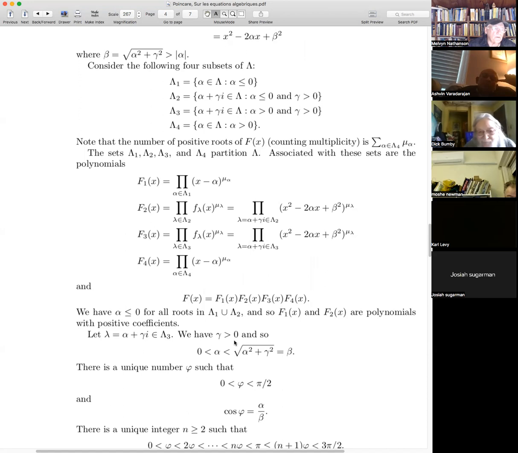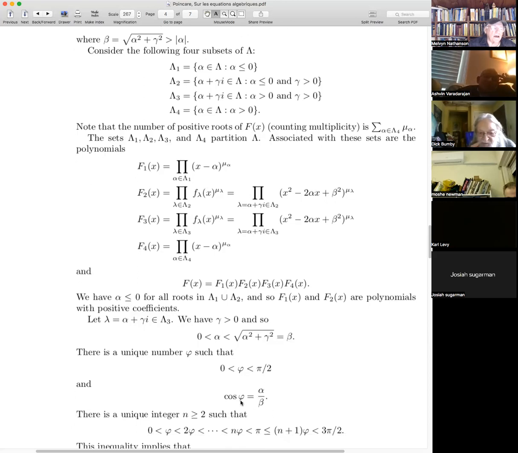So, recall, beta is the norm. It's the square root of alpha squared plus gamma squared, which is strictly greater than alpha because gamma is positive. So alpha over beta is between 0 and 1. So there is a unique angle phi between 0 and pi over 2, such that the cosine of phi is alpha over beta. So phi is less than pi over 2, so 2 phi is less than pi.